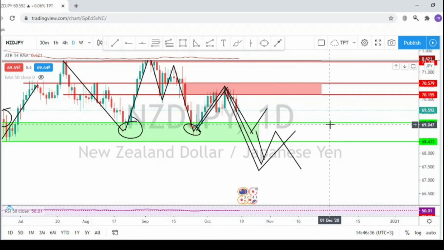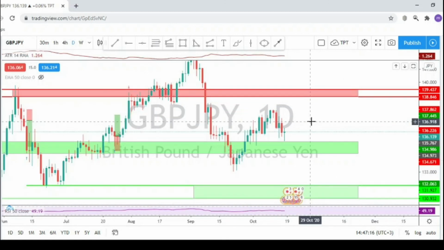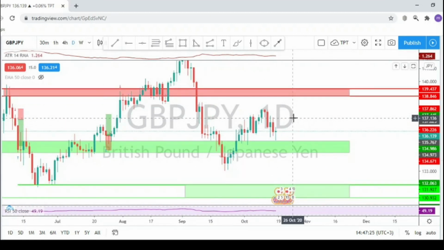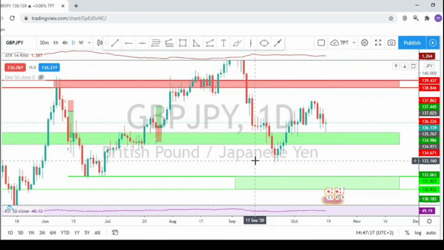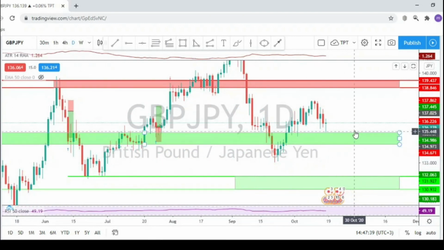Let's check out this prediction on pound yen. If I buy New Zealand yen and I have a reason of buying pound yen, I will not buy pound yen. I will just take a trade on one of the pairs. But if one pair is a buy and one pair is a sell, this is where I will take both of them.